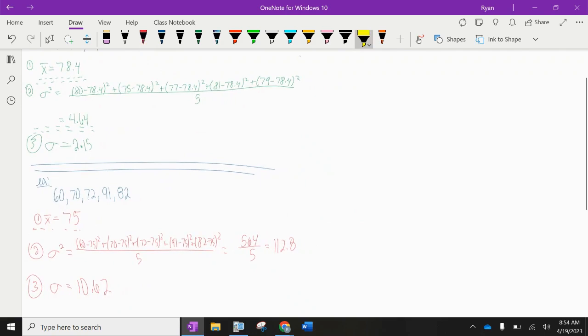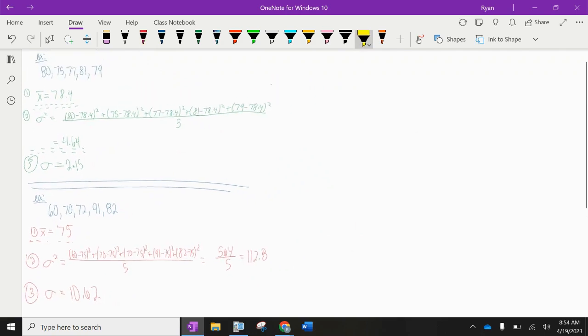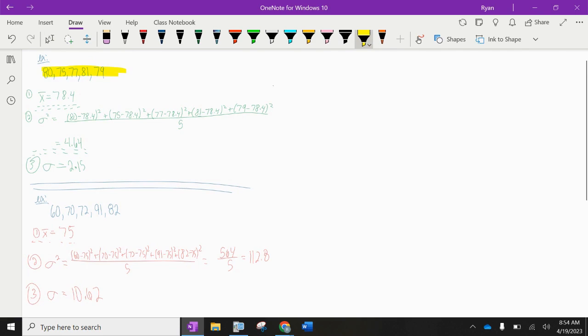What do these numbers represent? Well, in group 1, here was the data we were given. Those were all the test scores. Here is the average. They averaged a 78.4, but our standard deviation was 2.15. Again, on average, each of these scores is different from the mean by about 2.15.